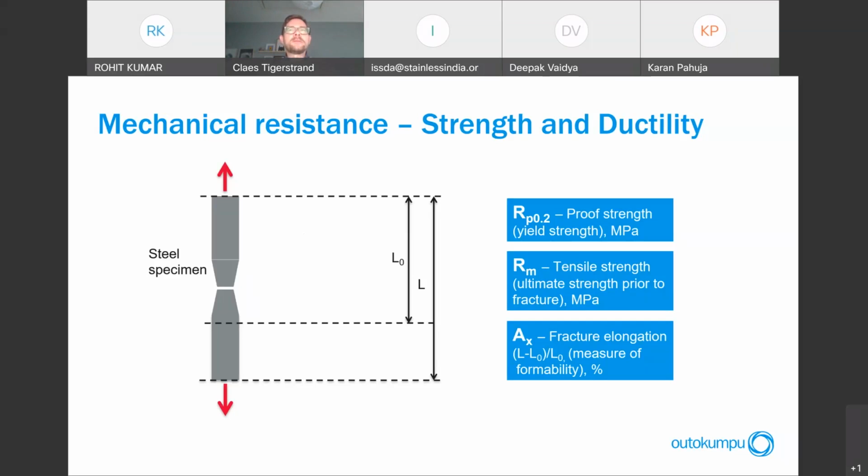If you are familiar with steel, you could have A5, A50, A80, and so on, depending on how long the original length L0 is. So the most important metrics here are the RP0.2 value, the proof strength; RM, which is the tensile strength; and the A value, which is the elongation to fracture.